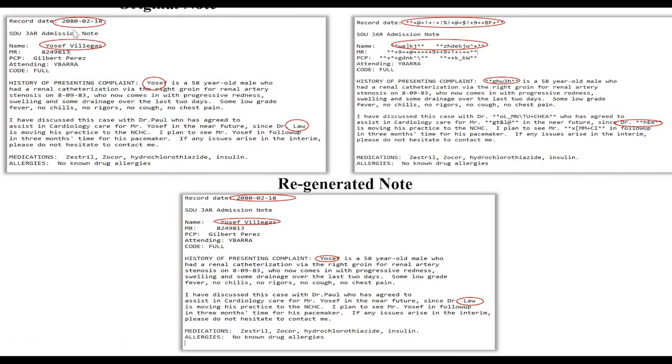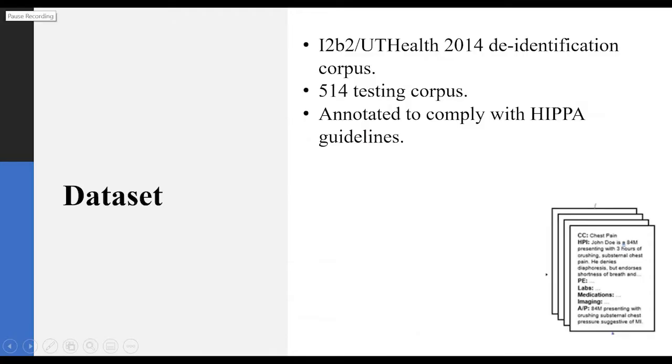So here is an example of the original note. And here is the de-identified note after the de-identification process. We can see that all personal information such as date, name, and insurance number are replaced with an encrypted string. And here is the regenerated note after the regeneration process. So we can see that all the encrypted PHI are regenerated correctly.